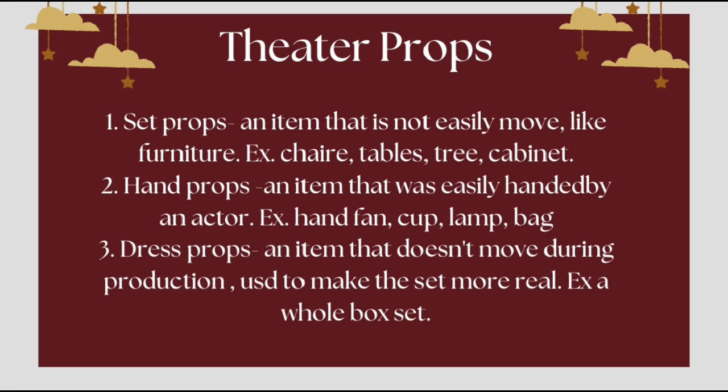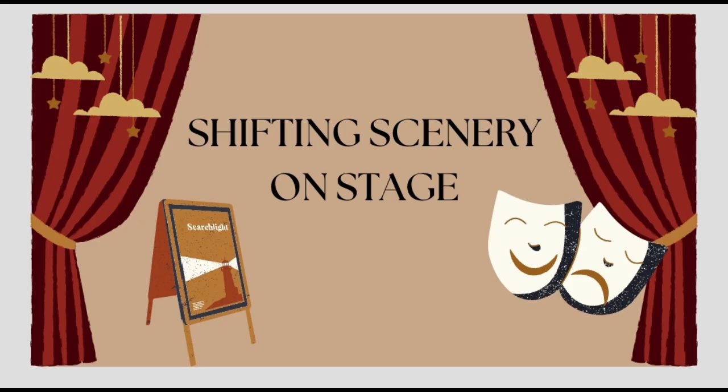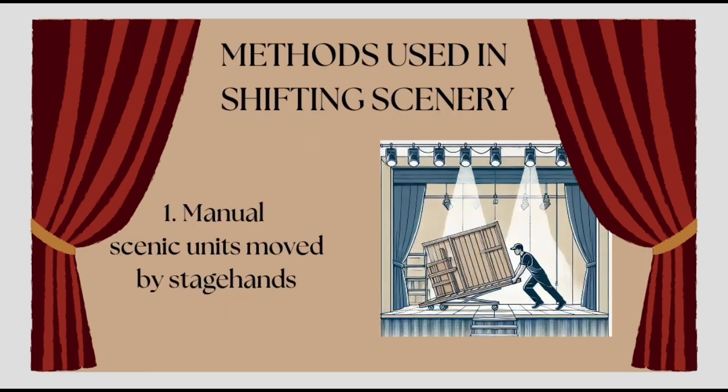And third one, we have the dress props. They are the items that don't move during the play, but help make the setting look real. Example, the entire box set, as you can see on the first slides that was being explained by me. And lastly, we have the shifting scenery on stage. So here are the methods used in shifting scenery.